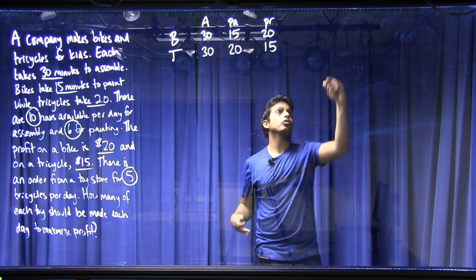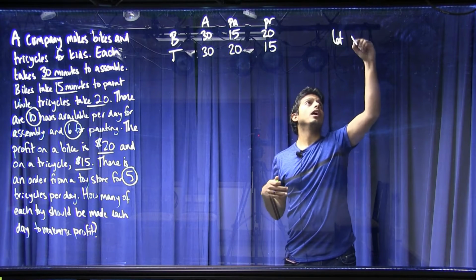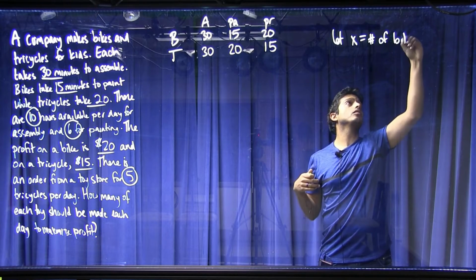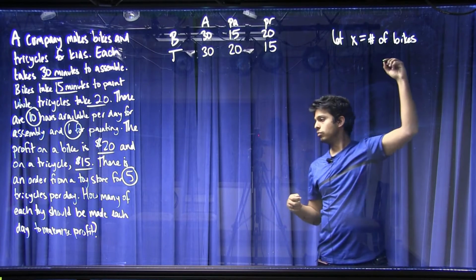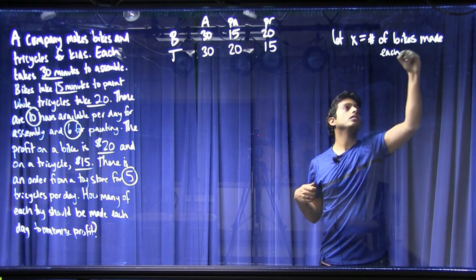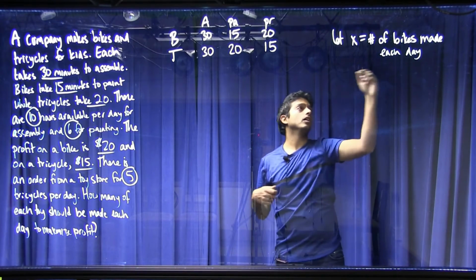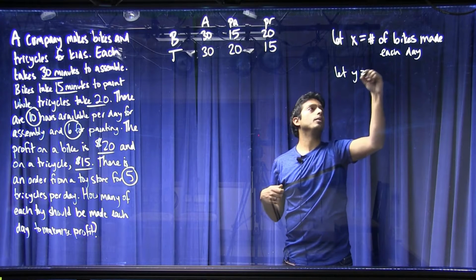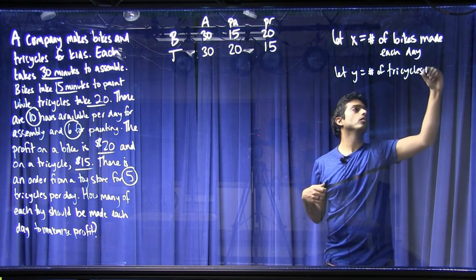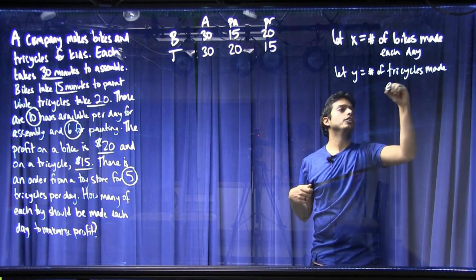Those are our variables. So let X be the number of bikes made each day, and let Y be the number of tricycles made each day.